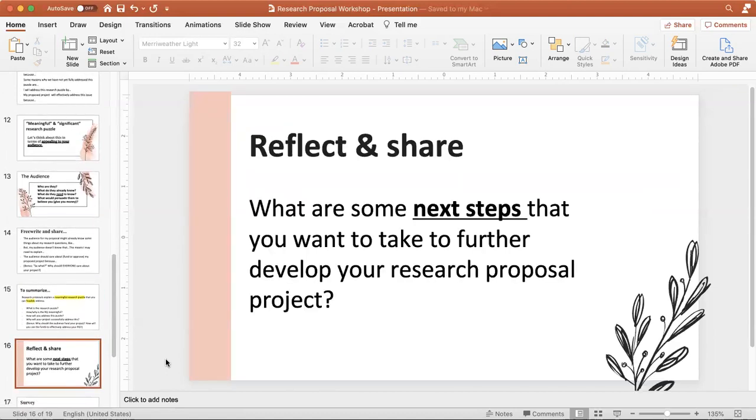Now, lastly, as we get to the end of the content in this workshop, I'd like you to reflect and share or just consider some next steps that you want to take to further develop your research proposal project. So what do you think you need to do next?